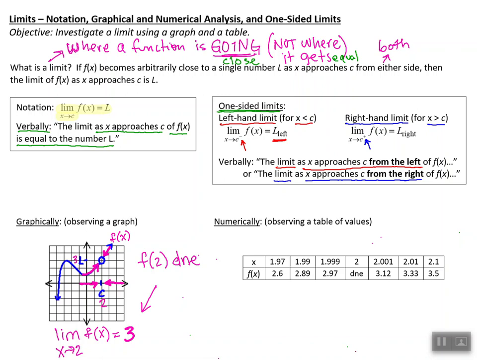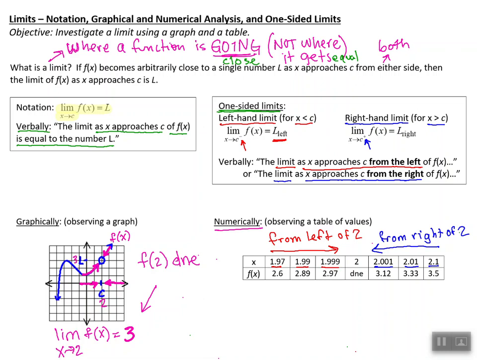Now, numerically, when we observe a table of values, we're looking at values coming from the left side of 2, getting closer and closer to 2, starting with something that's close to 2, like 1.97, and getting closer, 1.99, and then 1.999. So these are coming from the left side of 2 versus looking at the right-hand limit where we're getting closer to 2, coming from the right side of 2. So we start with 2.1, and then 2.01. So we start close to 2, and then we get even closer, and then 2.001.